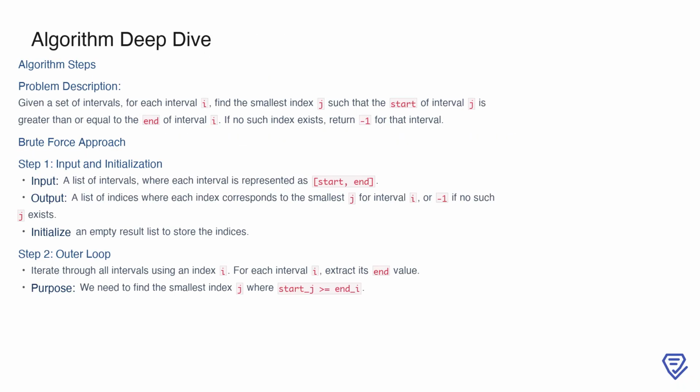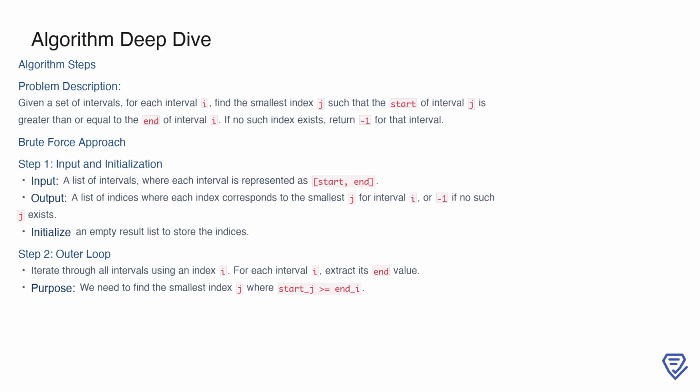To solve this problem, we are tasked with finding, for each interval in the input, the smallest index of another interval whose start value is greater than or equal to the end value of the current interval. If no such interval exists, we will return -1 for that specific interval.